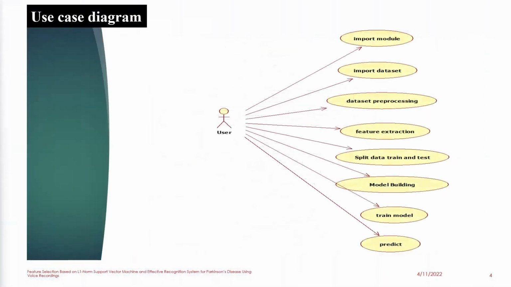This is the use case diagram. In the use case diagram, we have actors and use cases. This is the actor, one user. These are the use cases. First one, import modules and import datasets, then data preprocessing and feature extraction, and split data, train and test, model building, train model and predict.